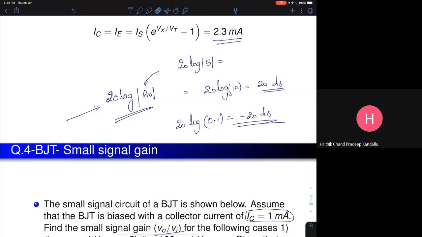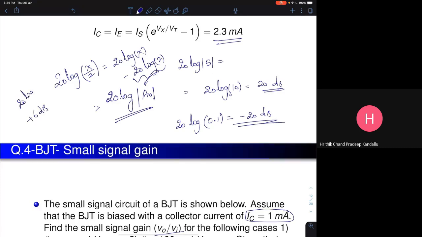Whenever you have a quantity, let's say you have 20 log of x by 2. You are dividing it by half. Then we do something like this: 20 log of x minus 20 log 2. This is just a logarithm operation. The value of 20 log 2 is 6 dB. Always remember this. 20 log 2 is 6 dB. So we normally say if the gain has become half, in decibels it will reduce by 6 decibels.